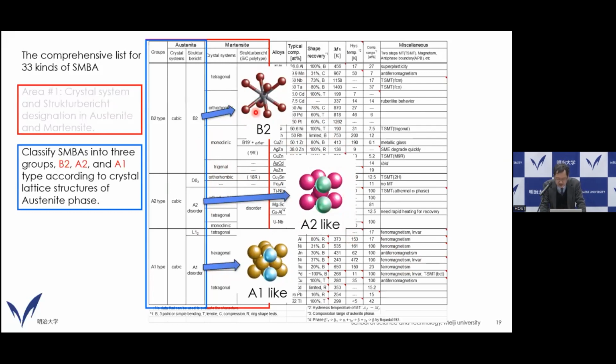B2 means a body-centered cubic structure in binary alloy, and each element ratio is about 50-50 with ordered lattice. A2 is similar to B2, but the element ratio is not 50 and 50, so this has a disordered lattice. A1 is similar to a face-centered cubic-like structure in binary alloys, and this is also a disordered lattice like the A2 type. In all cases the crystal system is cubic. This is important, so they have a high symmetry crystal structure in austenite phase.